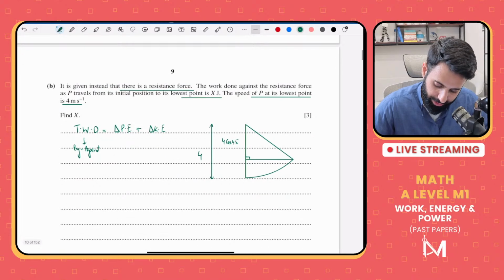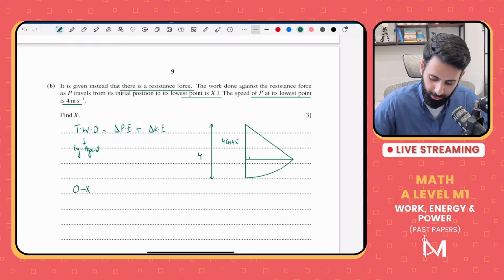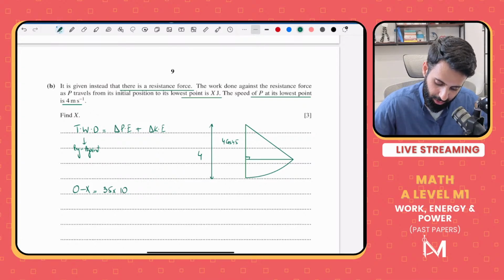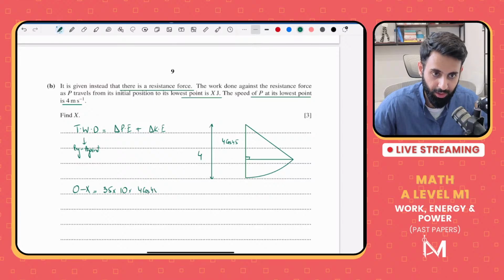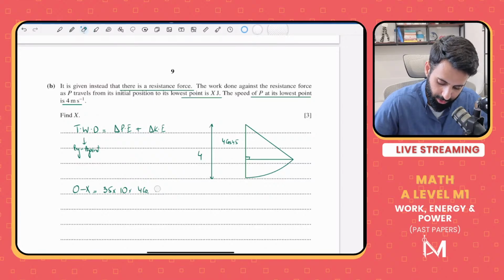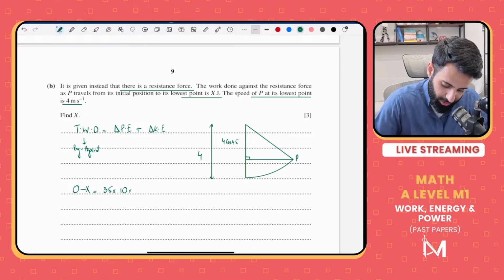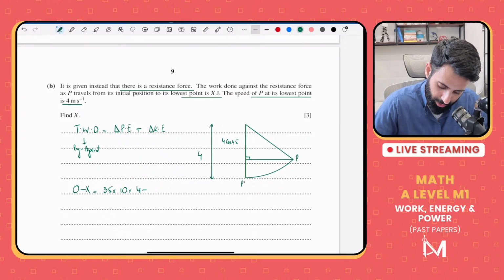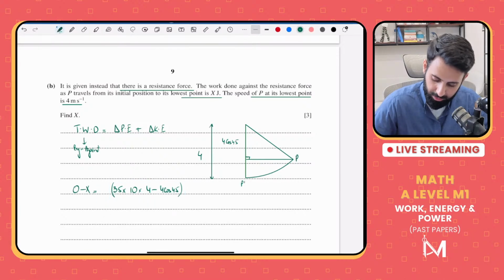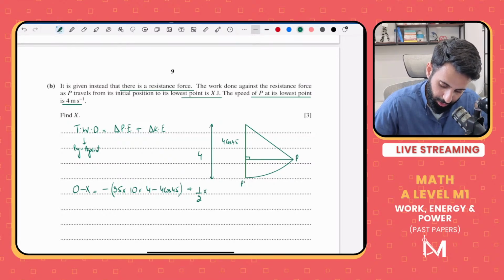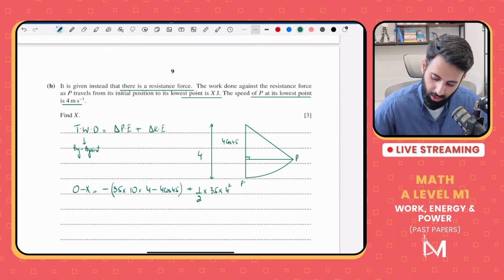Now there is no driving force, but there is a resistive force, which is x, equal to change in potential energy, which would be 35 into 10 into 4 cos 45 minus 4. Actually, 4 minus 4 cos 45, because this is where it was and this is where it is now. So 4 minus 4 cos 45. And this would be negative. Now, plus 1 upon 2 into the mass, which is 35 into 4 squared, because that's what the velocity is. Now let's work this out.